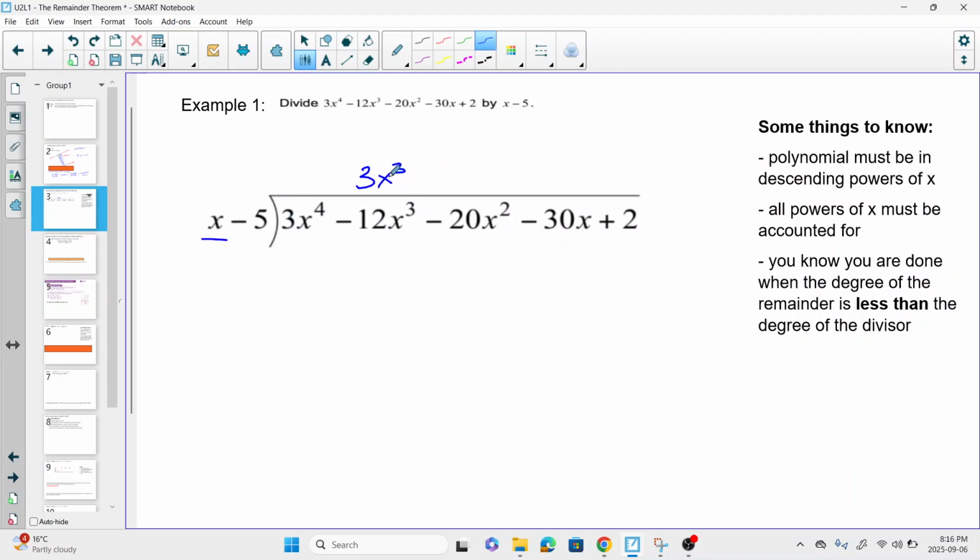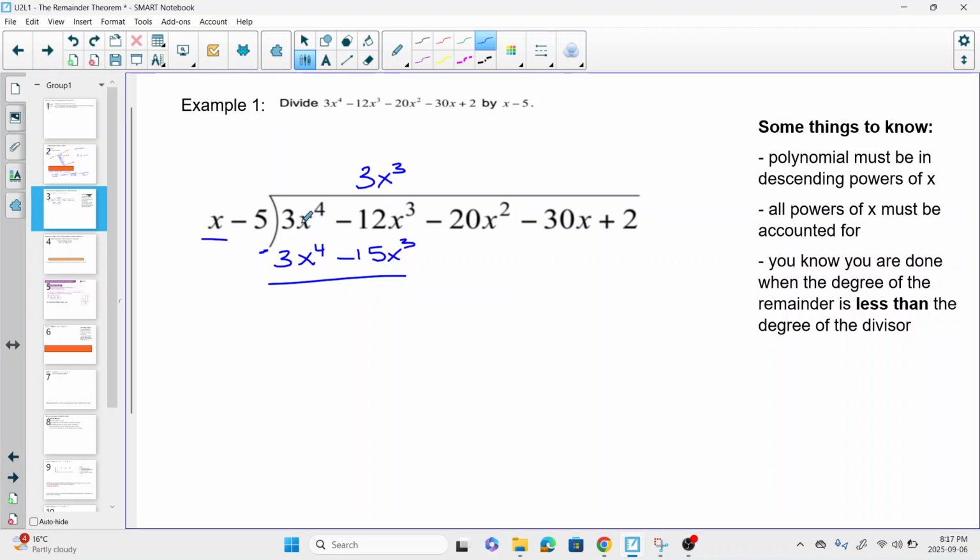The first step is always going to be to cancel out these terms, and I'll show you what that means. So we go back, we multiply, we put it underneath. 3x to the power 3 times x is 3x to the power 4, but we have a binomial here. We're dividing this polynomial by a binomial, so we also have to multiply this 3x to the power 3 by the negative 5. So I've got positive 3 and negative 5, which is negative 15, and I have x to the power 3.